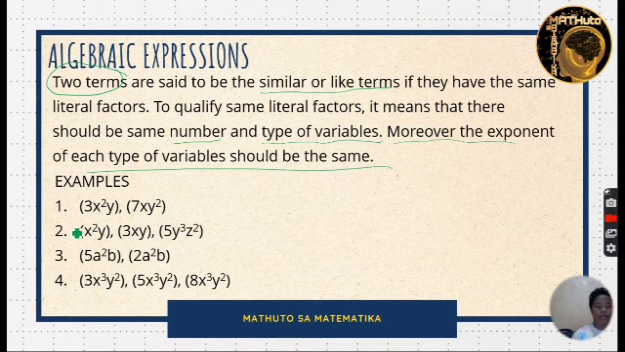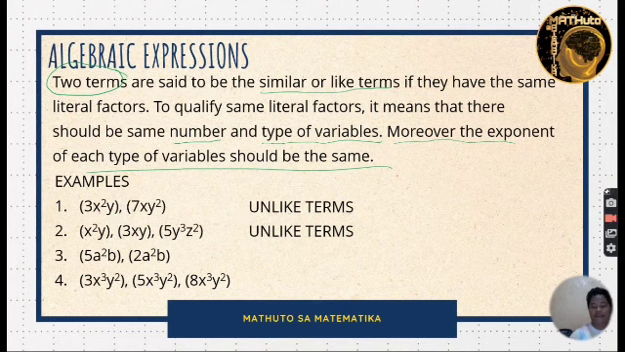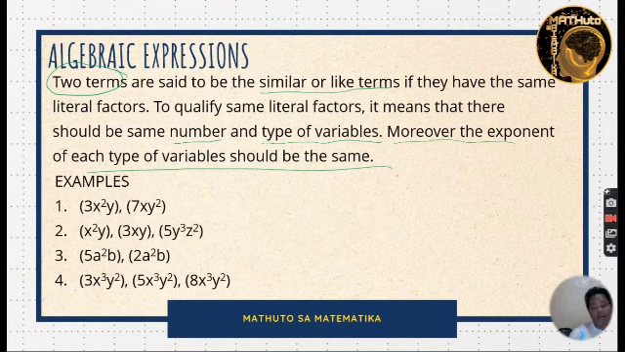So, for example, we have here, example 1, 3x squared y, 7xy squared. So, these are unlike terms since yung exponent ng x dito ay 2, yung exponent dito ng x ay 1. And moreover, ang exponent ng y here is 1, and the exponent here of y is 2. So, unlike terms po sila. They should have the same variable and exponent po.